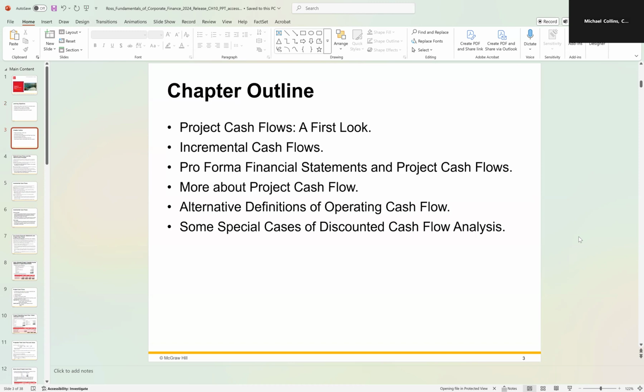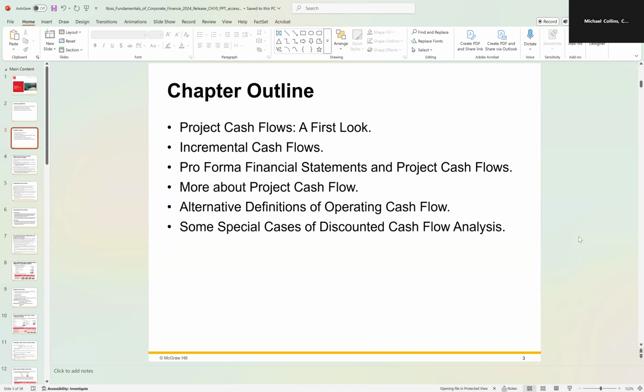So the chapter outline includes project cash flow, incremental cash flows, pro forma financial statements, and cash flows. Pro forma statements and cash flows are basically projections, things of that nature. How do you project cash flows? I would say the challenge with projecting cash flows is that the further out into the future we go in terms of projecting, the more likely we are to be wrong. Why? There's just so much uncertainty, so many things that could happen.